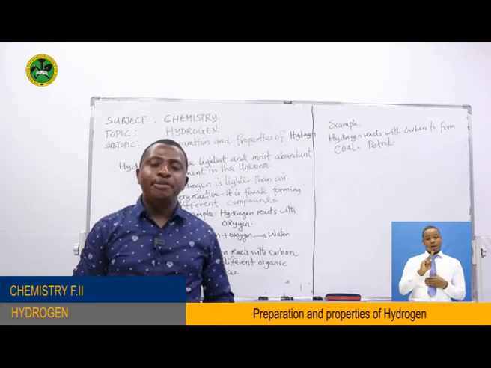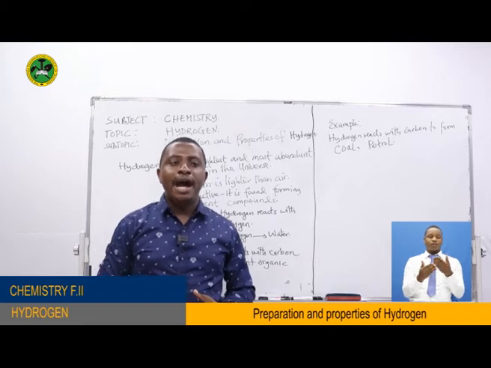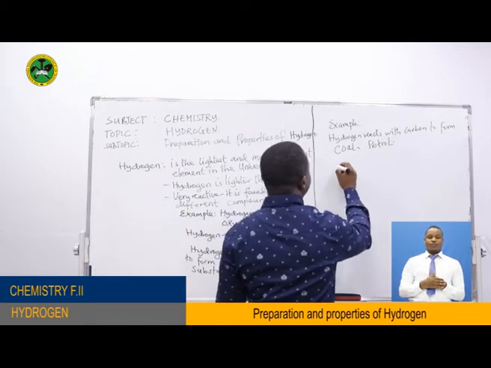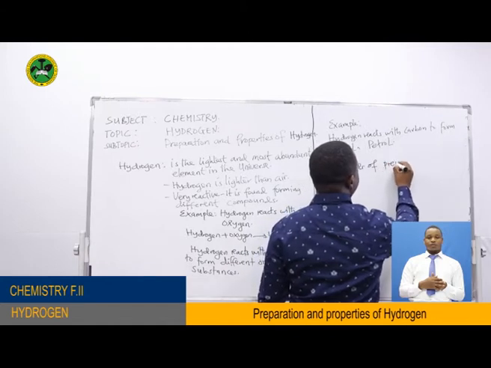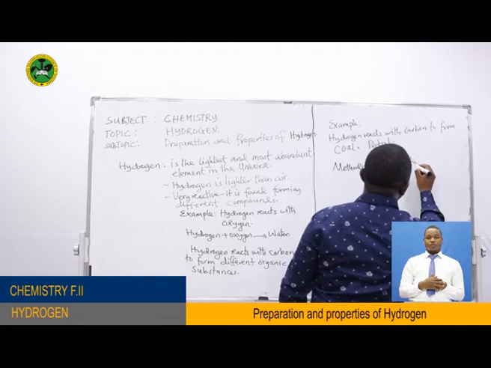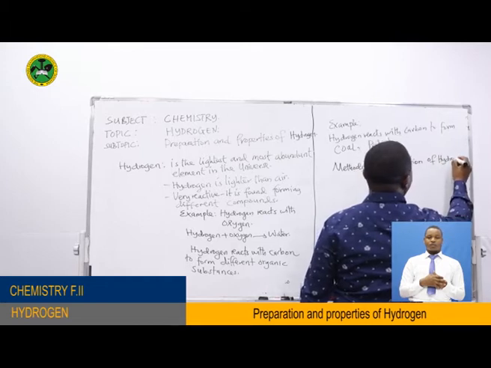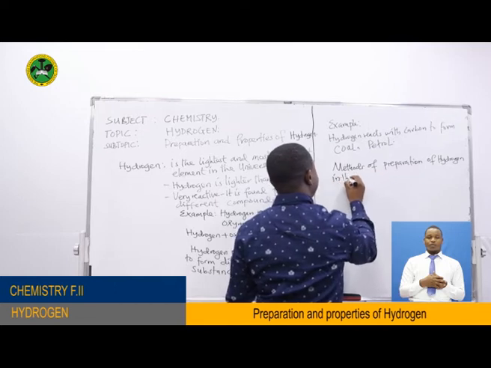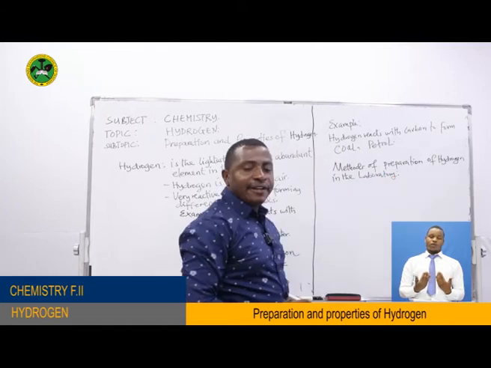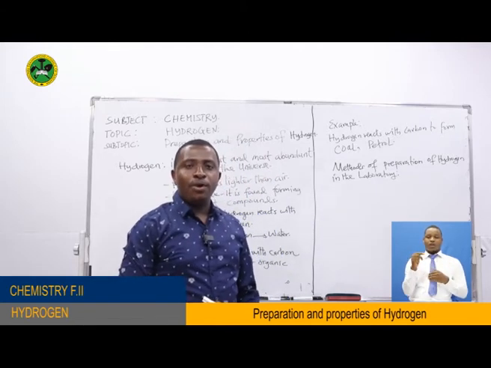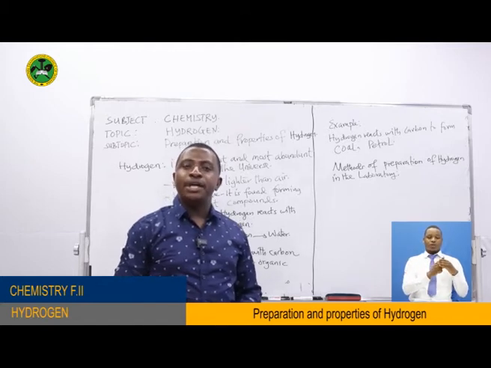Now, hydrogen can be prepared in the laboratory by different methods. Some of the methods used to prepare hydrogen are as follows. We can have different methods of preparing hydrogen in the laboratory. One of them is the reaction between moderately reactive metals with dilute acids.